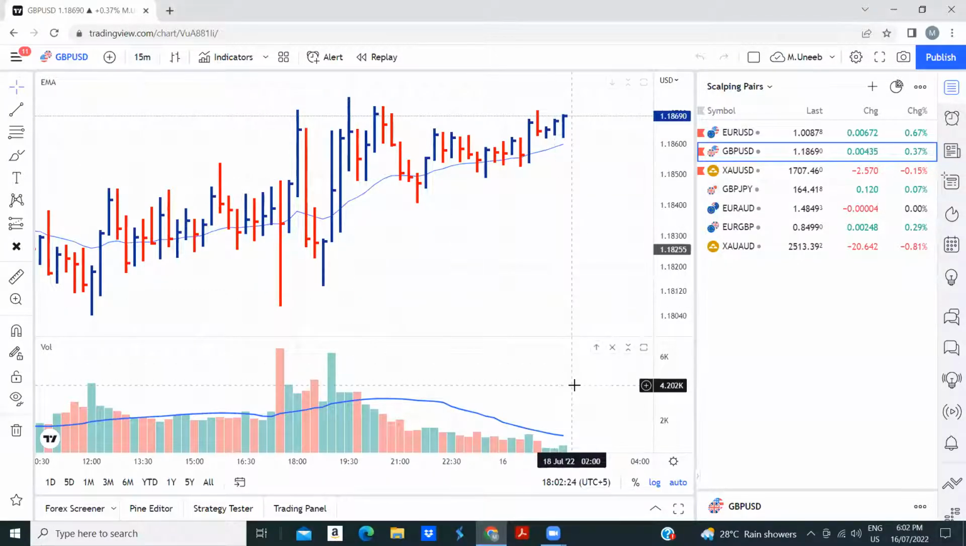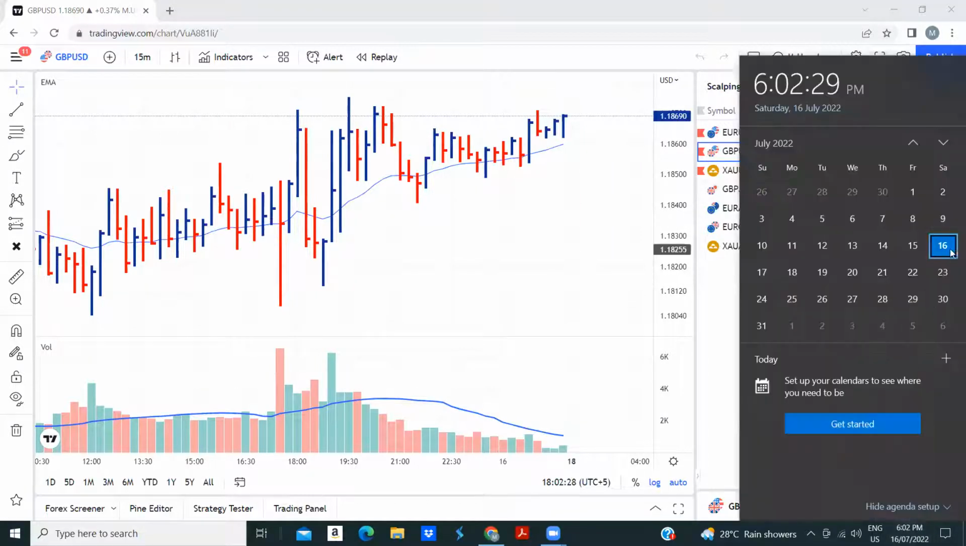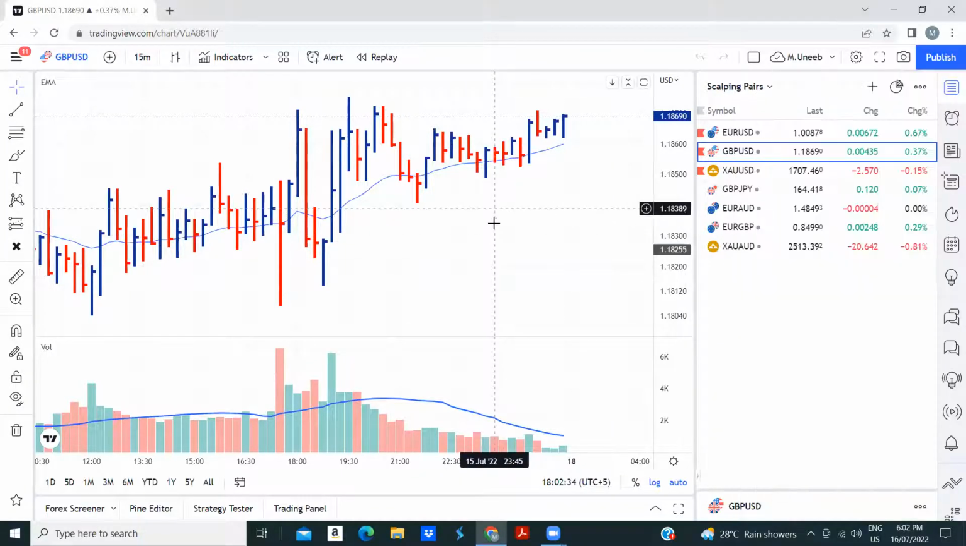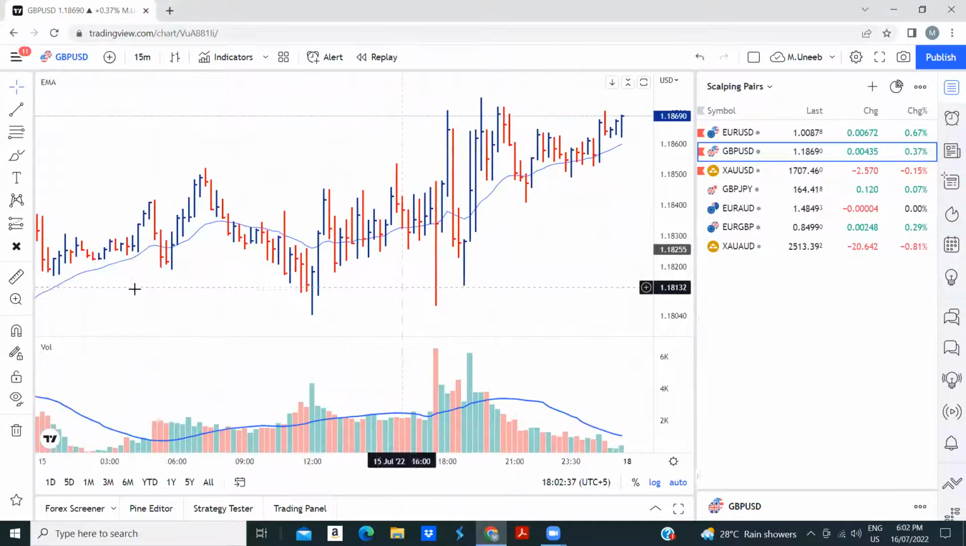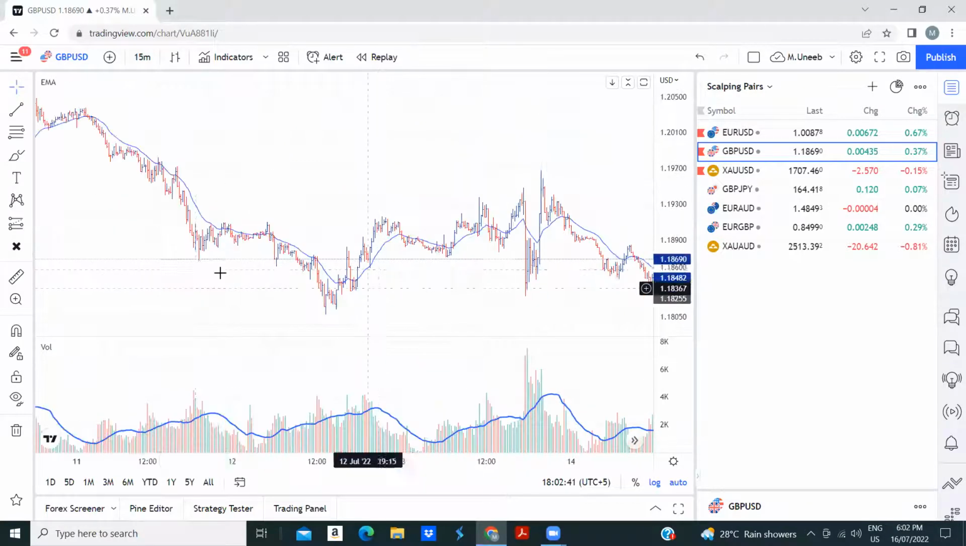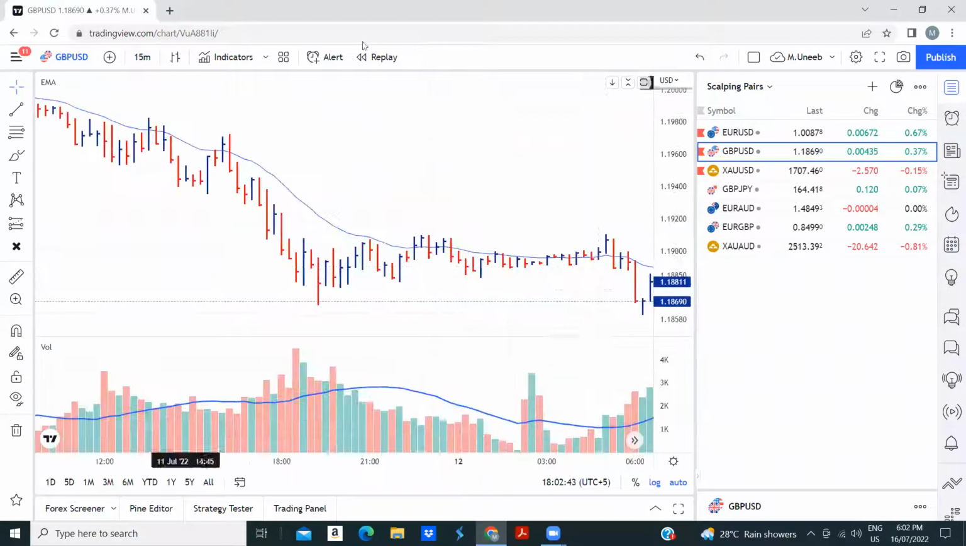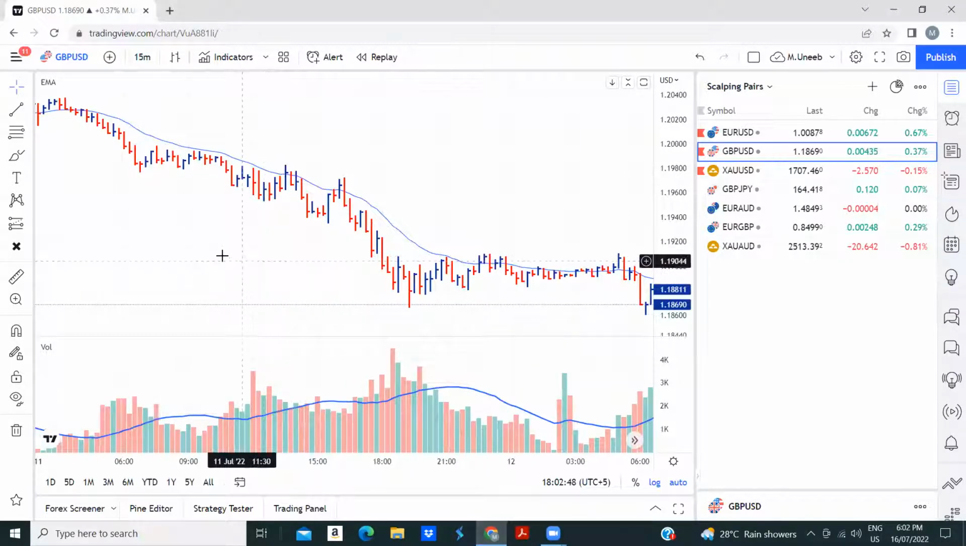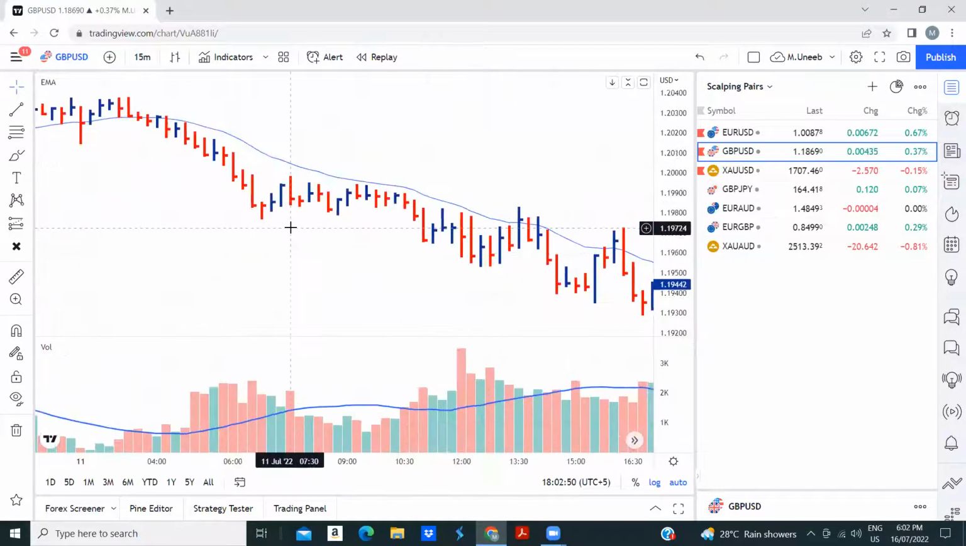So we start from this week, okay? 18th, this week started from 16. So 11th, right? So we will review all the trades from 11. So just London session trades, okay? London session trades. Let's review them.